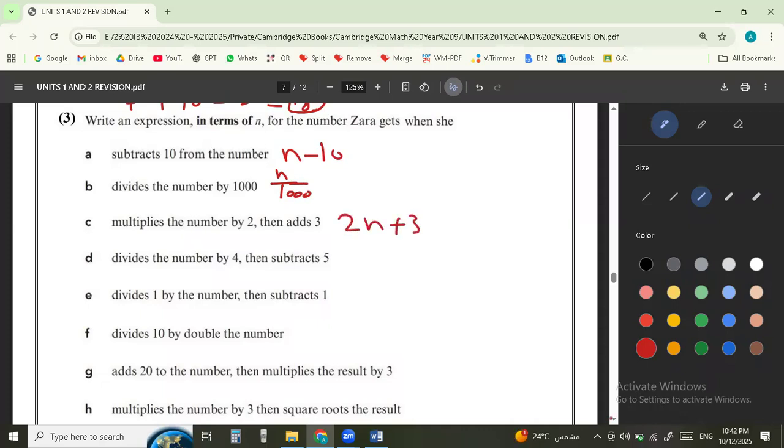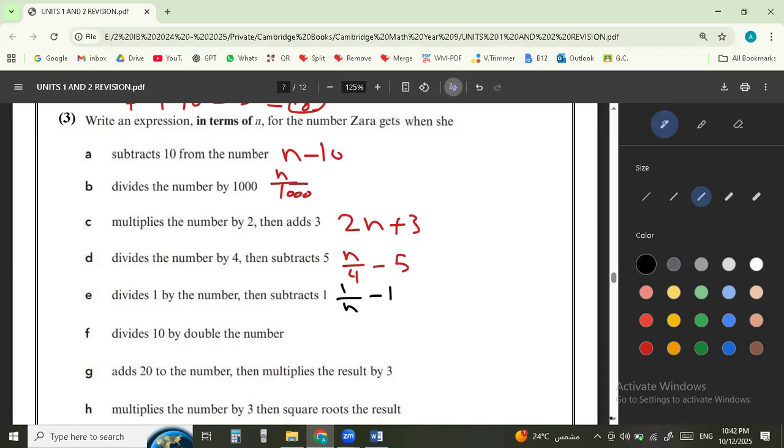Divides the number by 4, then n over 4. Then subtracts 5, minus 5. Divides 1 by the number, then 1. Let me change the color, not to get confused. 1 over n. Divides 1 by the number, 1 divided by n. Then subtracts 1.